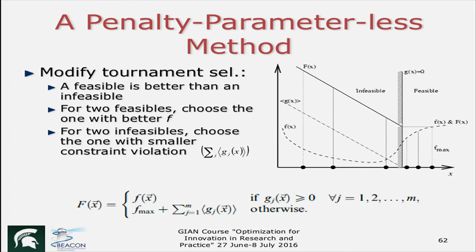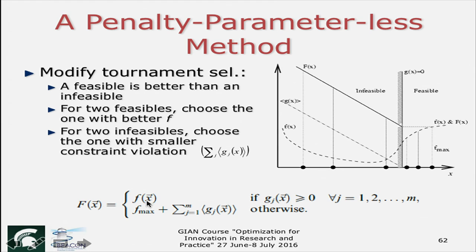No, it doesn't matter what the g(x) is, but this is always positive. Okay, this is my constraint here. I'm saying feasible means that they are all greater than or equal to 0. That's how I'm defining feasibility. My constraint is this. All g should be greater than or equal to 0. Okay, that's my constraint.